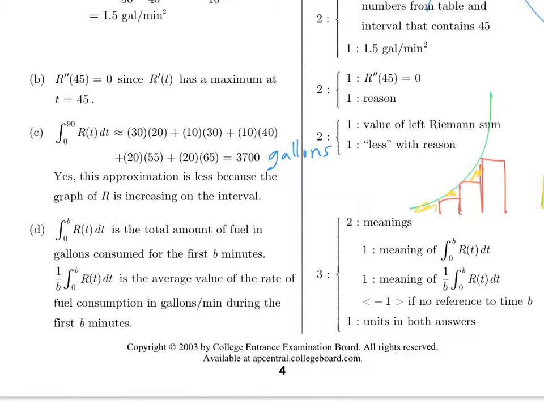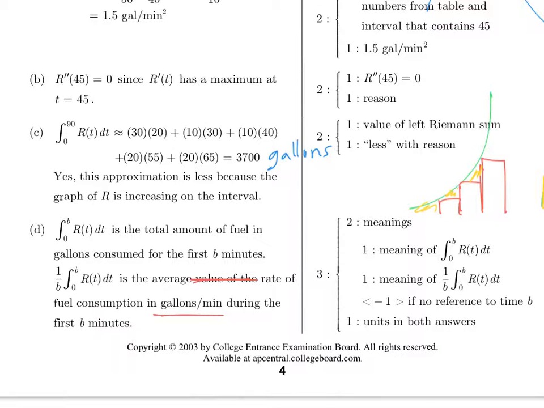And then when I put the 1 over b in front, you should be recognizing that as the average value theorem. We could have phrased it the way they did. I probably would have just written is the average rate of fuel consumption. And I would have probably left out this value, and that would have been fine too, because it is the average value of that function, which is rate of fuel consumption. And then units, of course, are gallons per minute.